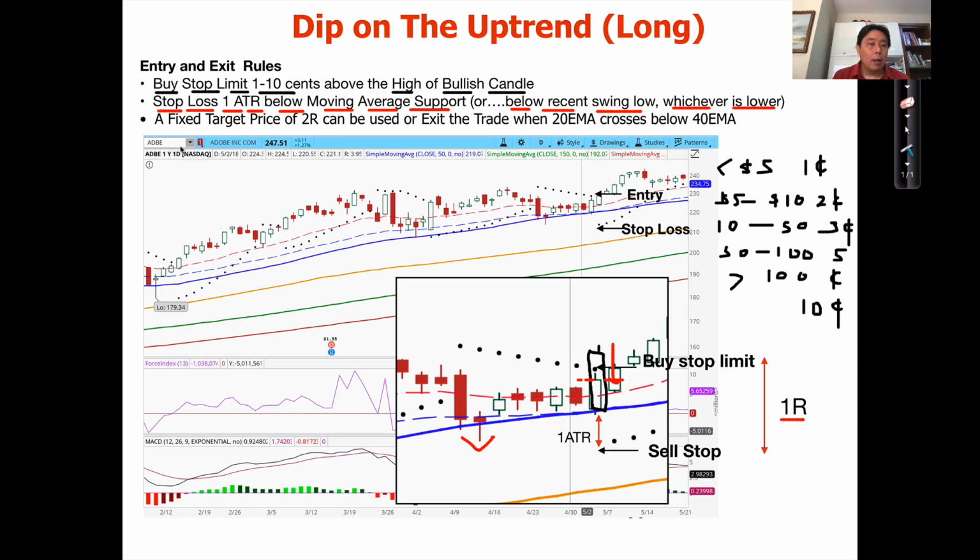Now, as I mentioned earlier, you can choose to place a fixed target price of 2R, which means if you're risking, for example, $6, your profit target would be at $12. Or you can choose not to place a profit target for this strategy and simply stay in the trade as long as the trend is moving up. And we only exit the trade when the downtrend is confirmed, when the 20 EMA crosses below the 40 EMA.